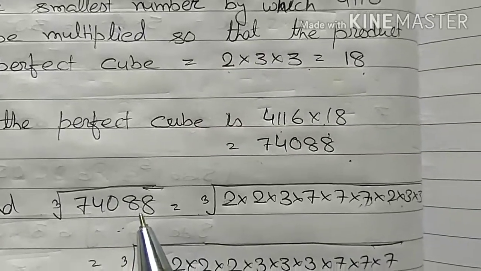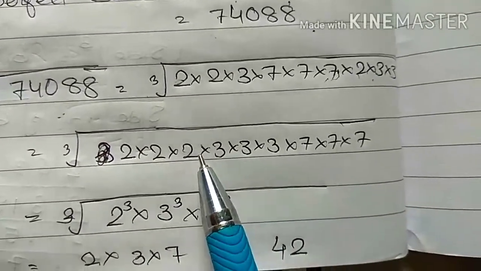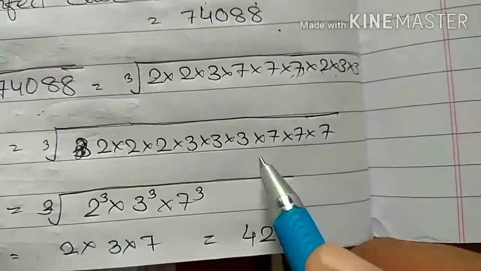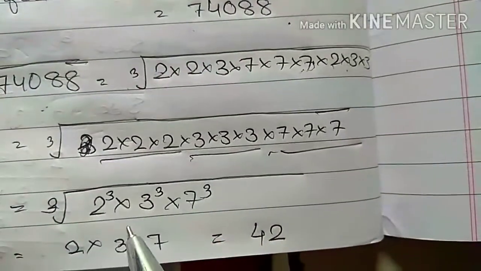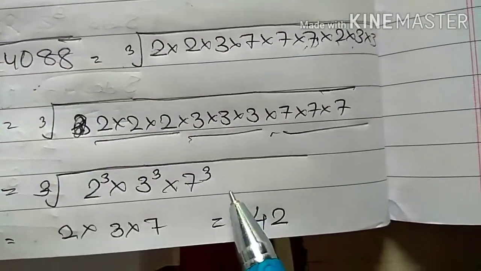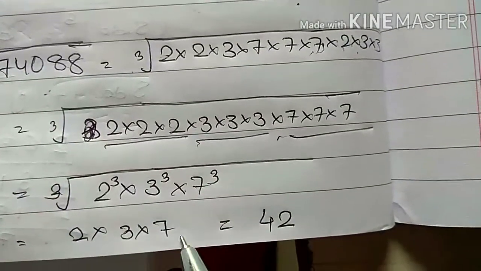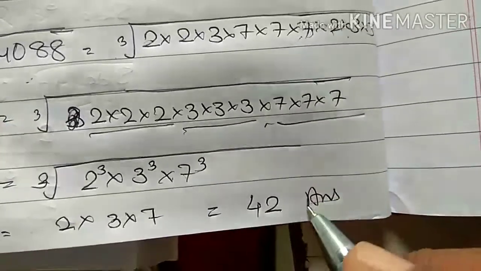a perfect cube. So after arranging that number, you'll get 2 into 2 into 2 into 3 into 3 into 3 into 7 into 7 into 7. Look here, all these numbers become a triplet. So it becomes 2 to the power cube, 3 to the power cube, and 7 to the power cube. After removing this root, what remains here? 2 into 3 into 7. After multiplying this number, you get 42.